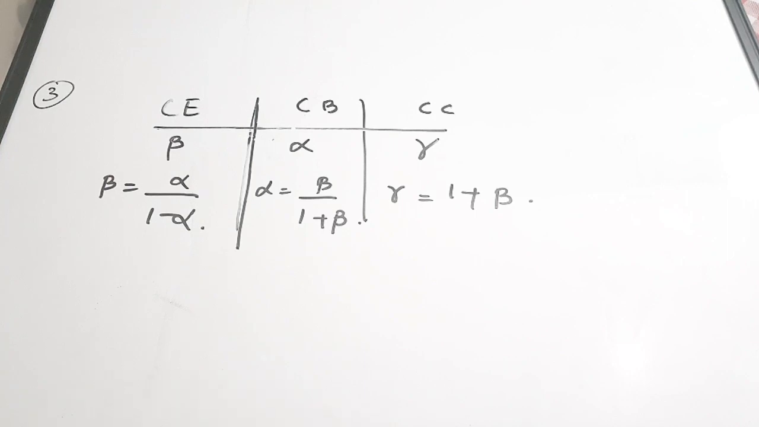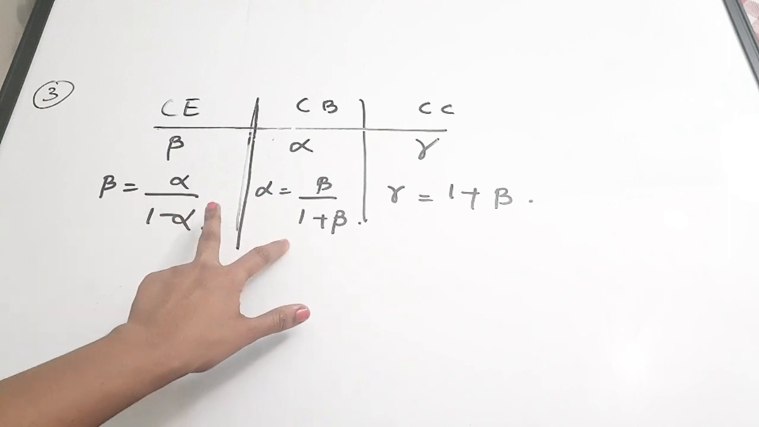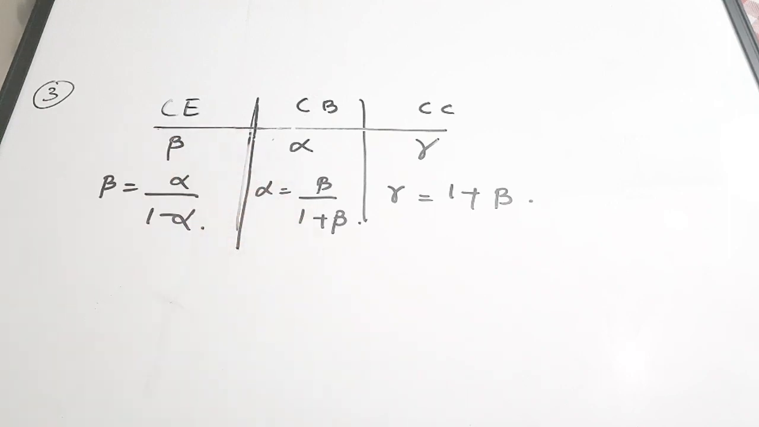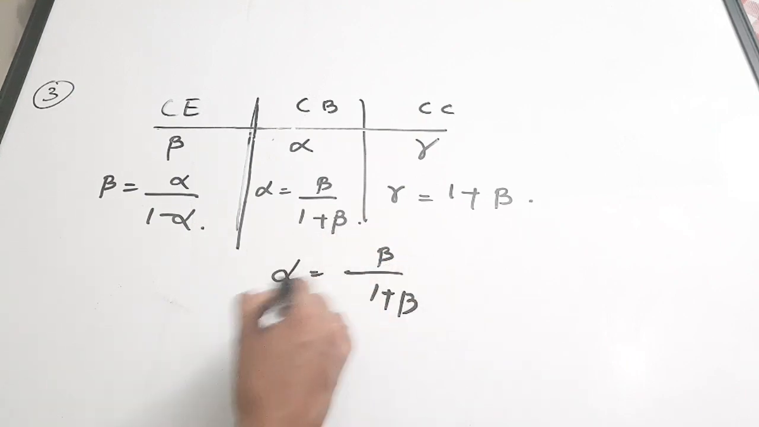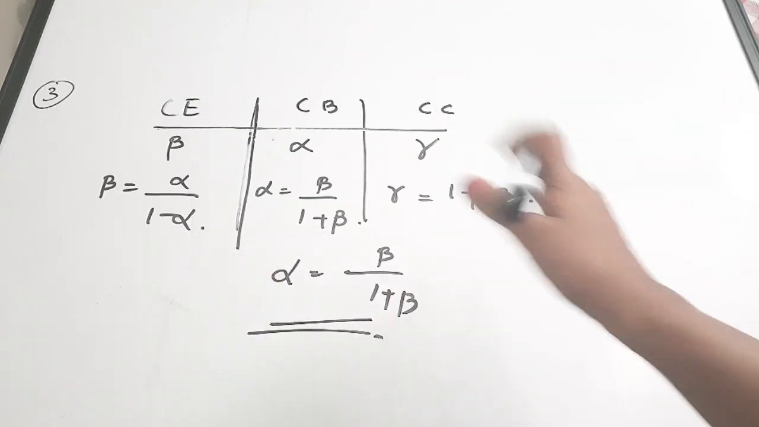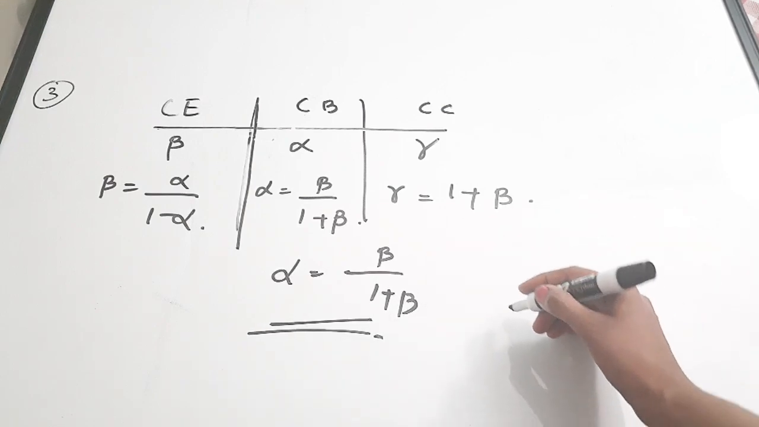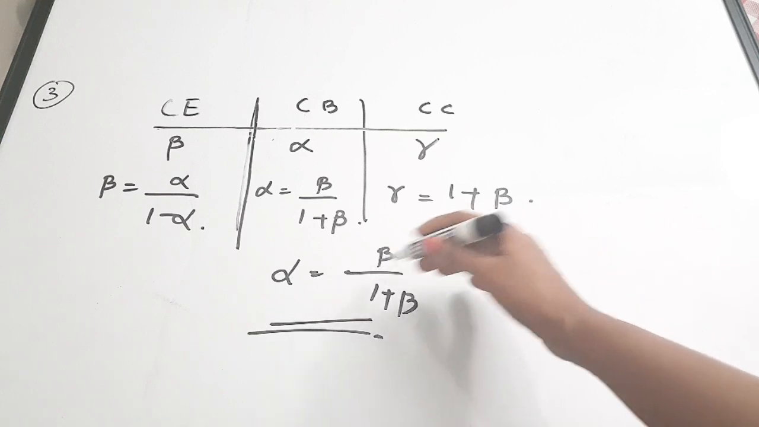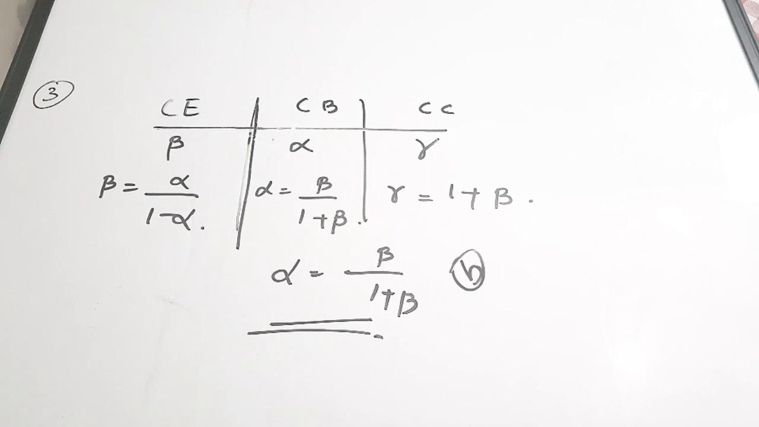Here the question is connecting two factors, alpha and beta, and you have to find the relation between them, which is alpha equal to beta by 1 plus beta. You should know these three current gains and the relations between them. It is very important. So the correct answer is alpha equal to beta by 1 plus beta, which is option B, for your third question. Moving on to the fourth question.